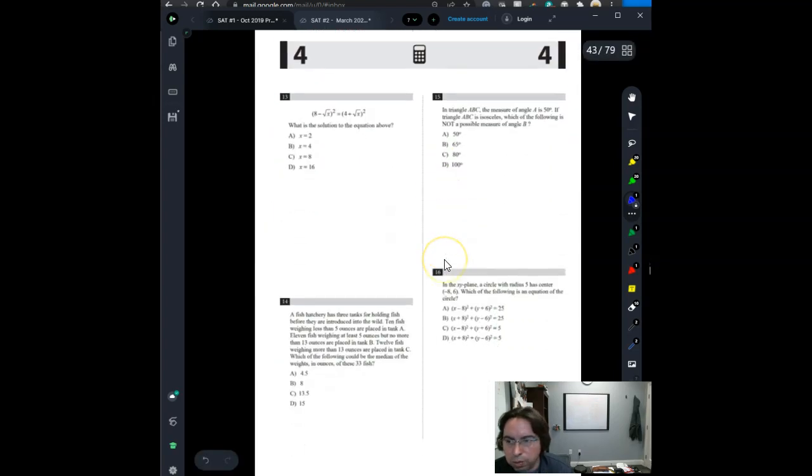Okay, number 13. Oh, okay, so 13 here, you see that we have this radical equation. We want to know what the solution is to this. This one is not a friendly one because what we're doing is we're having to take the square root of them.